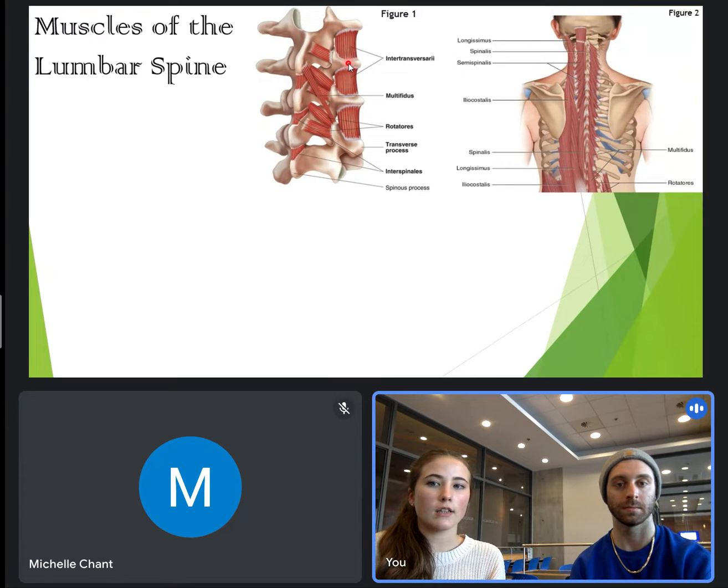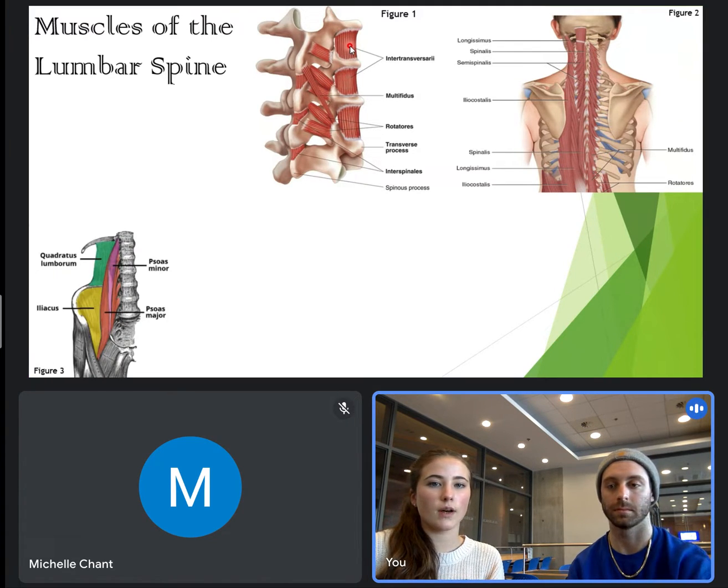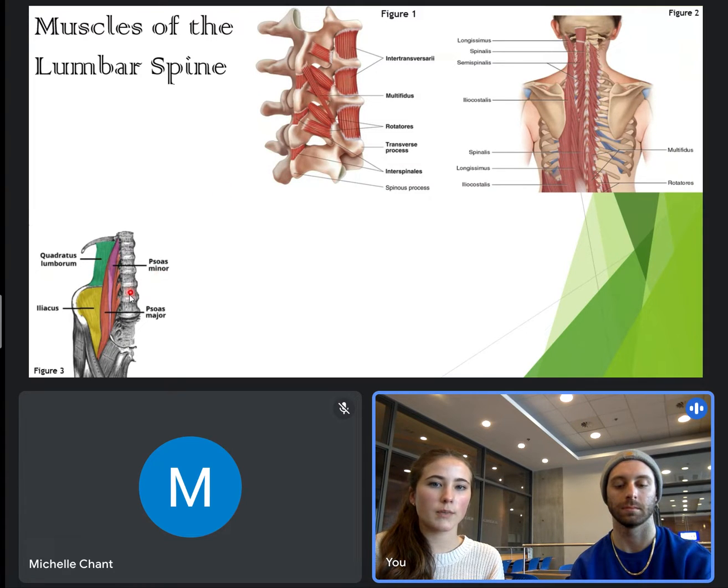They originate on the upper border of the transverse process, and then they insert on the lower border of the transverse process. And their function is to laterally flex the trunk and the neck. Next, we have the psoas minor and the psoas major, which can be seen here. The psoas major in red, it originates on the transverse process of the lumbar vertebrae up here and inserts on the iliopsoas tendon right down here.